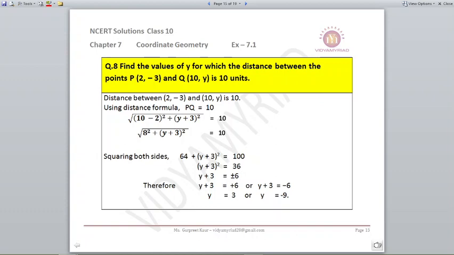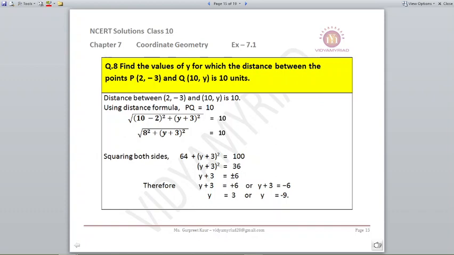We will find it using the distance formula, which comes out to the square root of 8 square plus (y plus 3) the whole square, which is equal to 10. So again we will square both sides. The root gets cancelled on the left-hand side, and on the right-hand side 10 square becomes 100. So now it becomes 64 plus (y plus 3) the whole square is equal to 100.